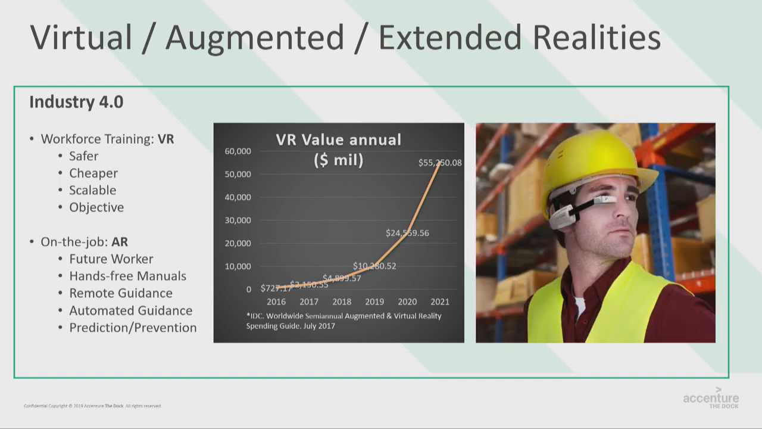Augmented reality, on the other hand, has found much more applicability on the job. And in the future, augmented reality glasses will become as essential a part of a worker as a hard hat. And the reason for that is that, first of all, they offer hands-free manuals, they offer remote guidance, which makes very good use of the camera that most AR glasses have. And it also has automated guidance, which is taking the SOPs and the manuals to the next level, making them interactive and much easier to use. And companies have already started using it.